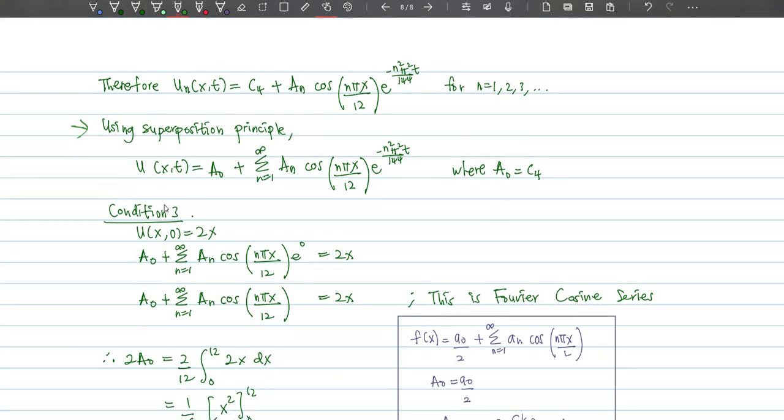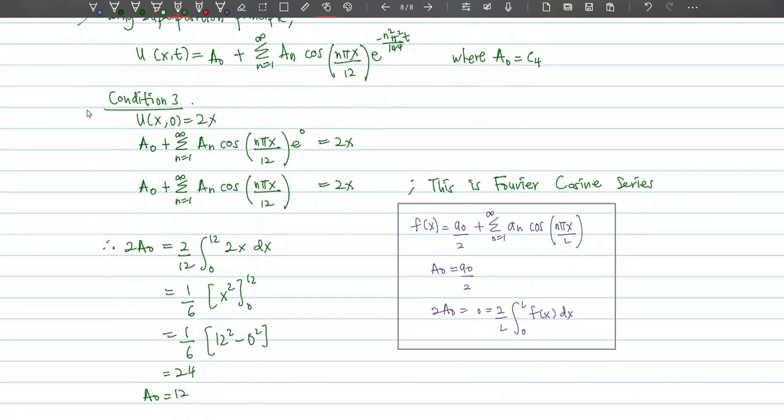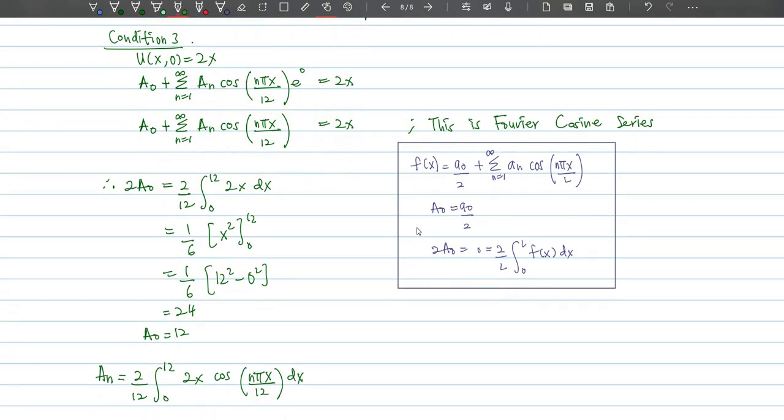Okay, and the last condition will be the third condition, u(x,0) equal to 2x, the initial condition. So here t equal to 0, substitute t equal to 0. So here the exponent is 0, and hence we have this equation, which means here we can refer to the Fourier cosine series. Back to the Fourier cosine series, we have f(x) equal to a naught over 2 plus summation n from 1 to infinity a_n cos(nπx/L). So it suits here, okay?